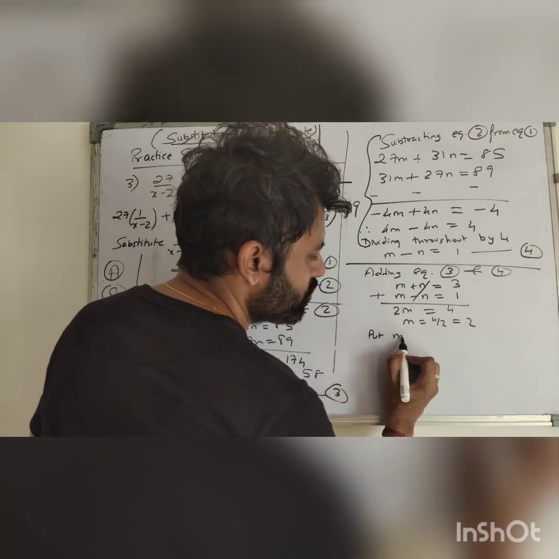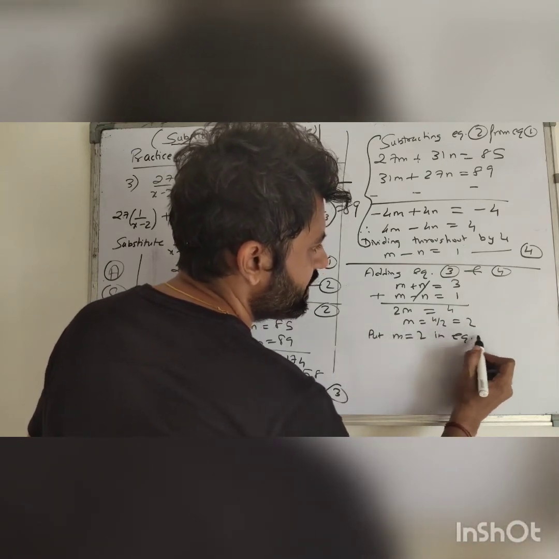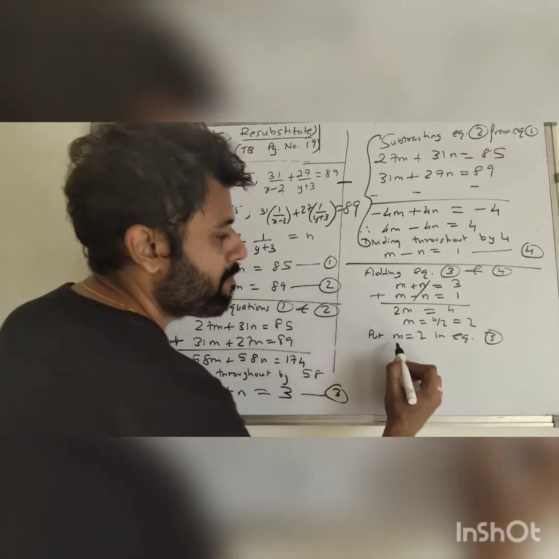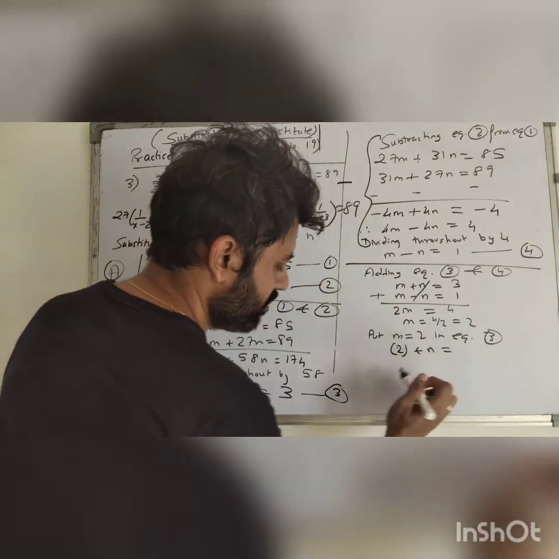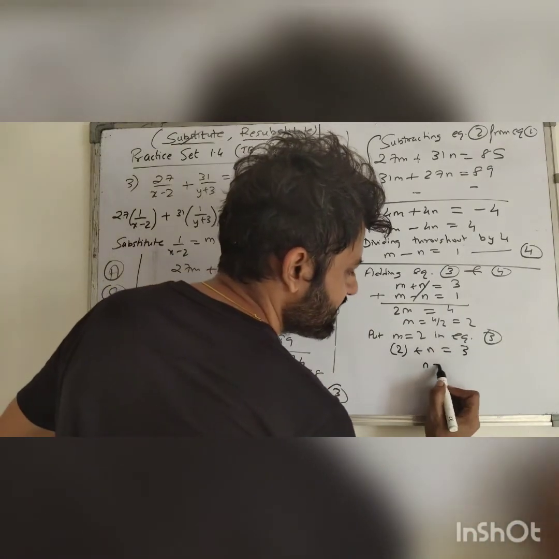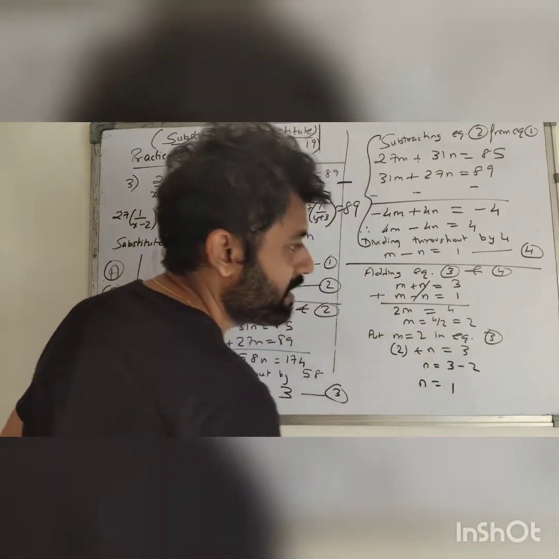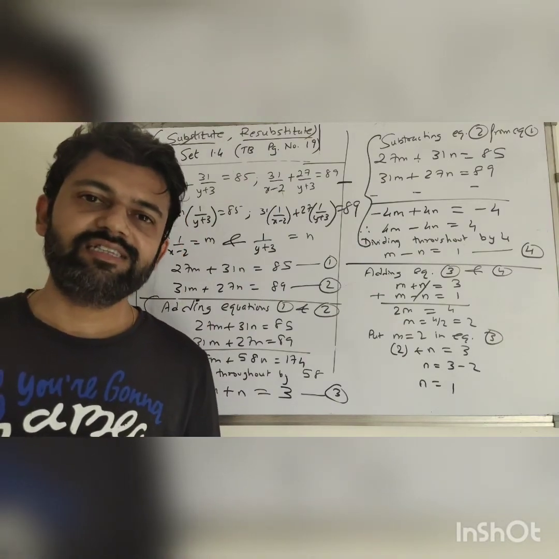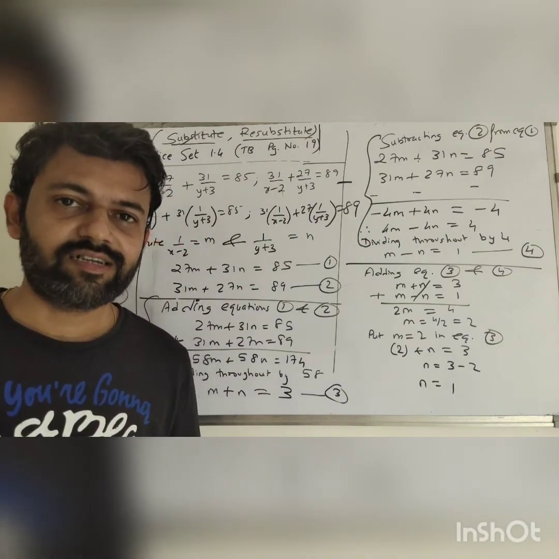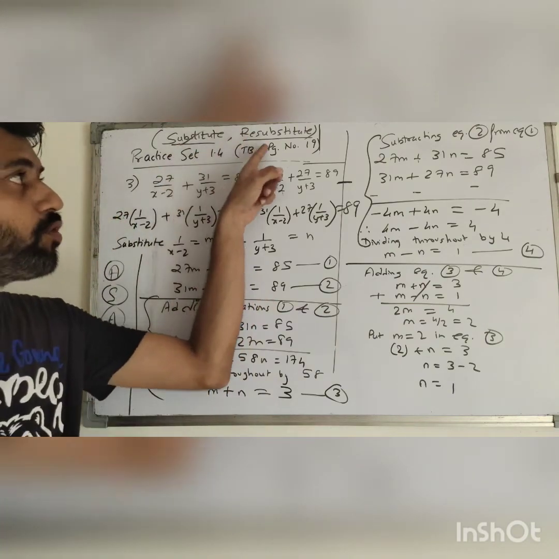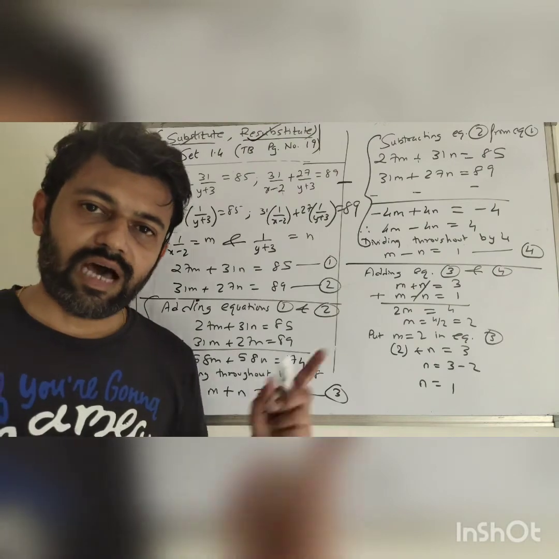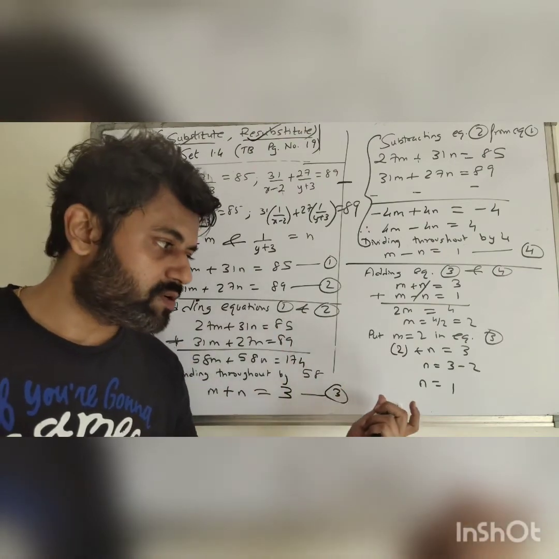Put m is equal to 2 in equation number 3. Whichever you like, I am putting in equation number 3. m is 2, so 2 plus n is equal to 3. n is equal to 3 minus 2. n is equal to 1. m is 2, n is 1. Remember students, these are not our final answer. After substitute, we have to always also resubstitute. So now the next part will be to resubstitute.